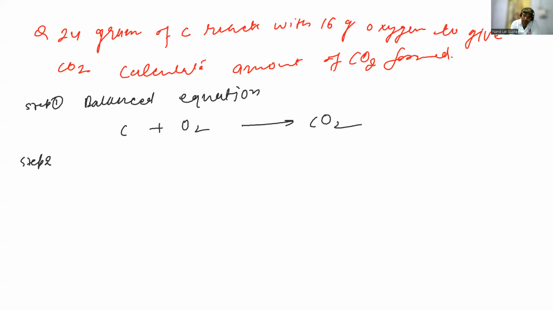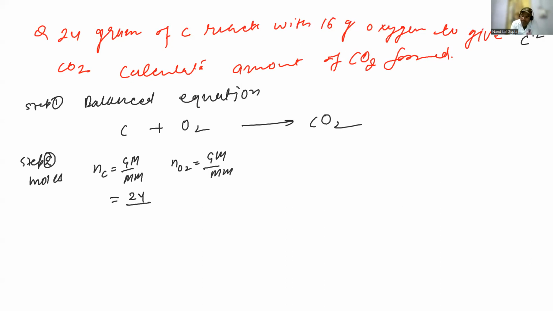I am calculating the moles. Moles of carbon means given mass upon molar mass. Moles of oxygen is also given mass upon molar mass. Now, how many gram carbon is there? 24. Atomic mass of carbon, do you know what is atomic mass?